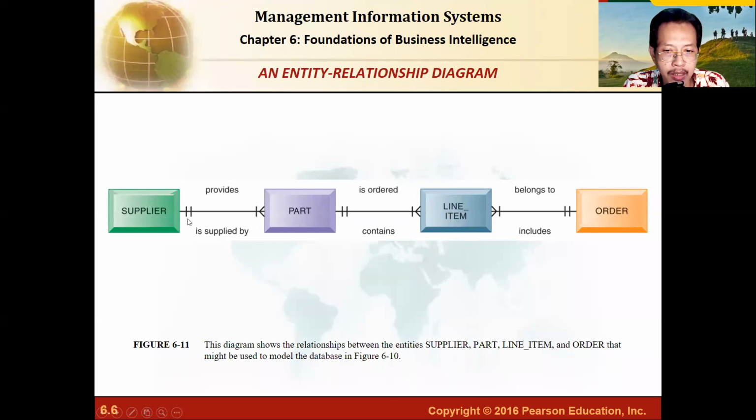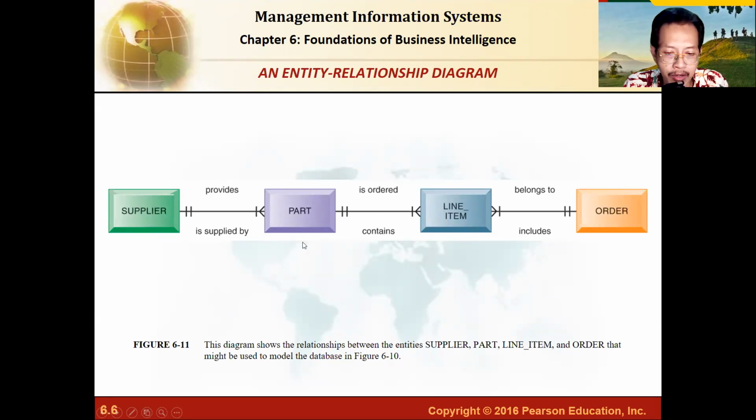A line here would be representing 1. A branch like this would be representing more than 1. This is how you read it. A supplier would provide 1 or more than 1 part. Okay. Meaning a certain supplier like CPM Incorporated might be providing several, maybe even hundreds of types of parts.